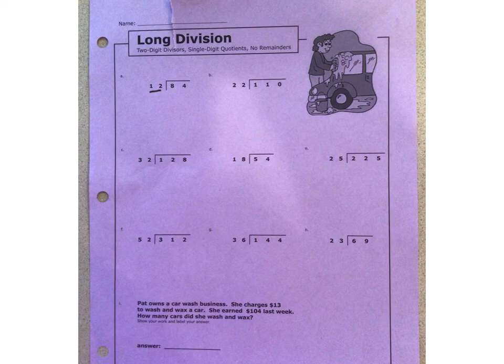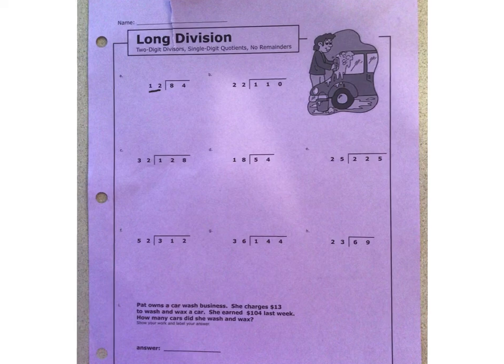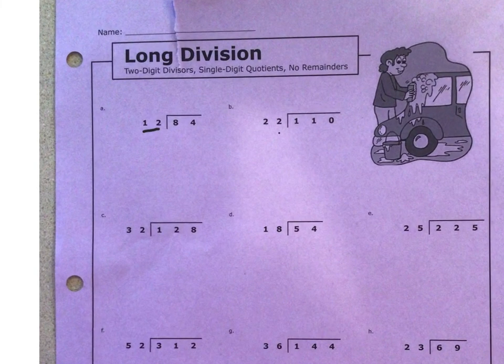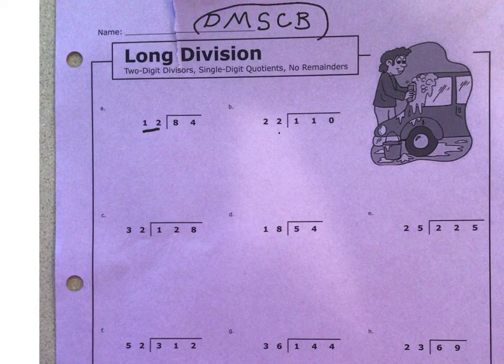It's still the same process. We're still figuring out how many 12s fit into 84. Okay? We just have to do some little math problems on the side. And we're still using our same steps, which is divide, multiply, subtract, C for check, and B for bring down. Still using that same acronym. All right, so let's look at our first one.